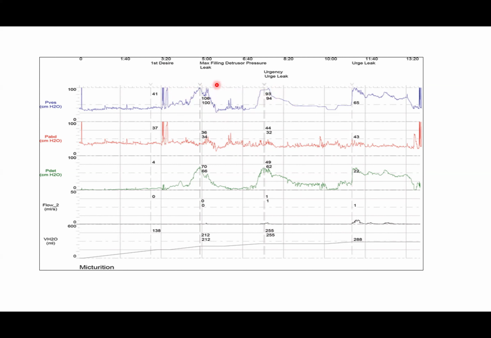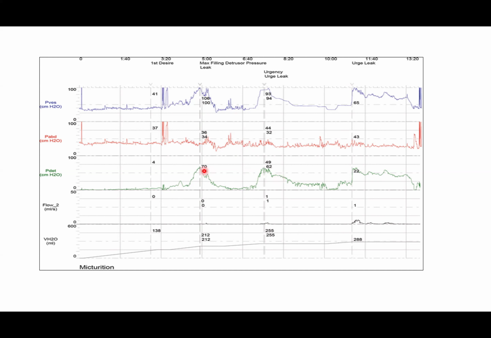Okay, and there is a leak here. And the leak is associated with what? Which two pressures are rising? The leak is associated with vesical pressure and detrusor pressure. So what is this? Incontinence. So what type of incontinence? Urgency, urge leak. Exactly, urge incontinence.